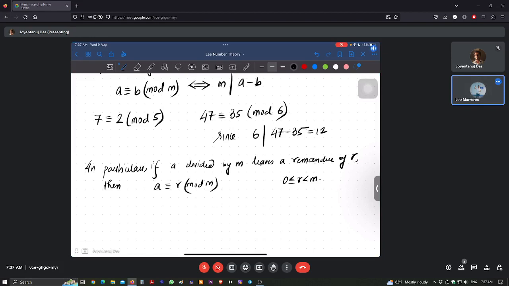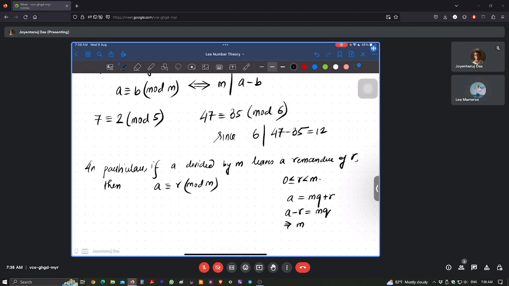So how does it look? Since we have remainder R, A must look like this: A equals M times Q plus some R, where Q is the quotient, right? So when you subtract, it becomes MQ. So that's why we can say that M divides A minus R. So from that it follows that A is congruent to R mod M.